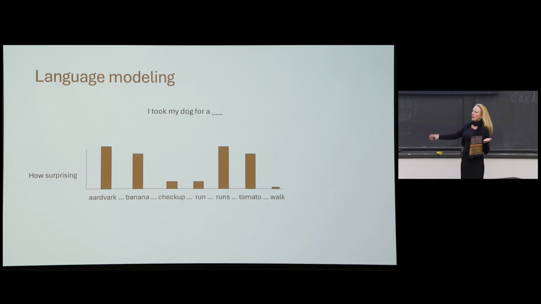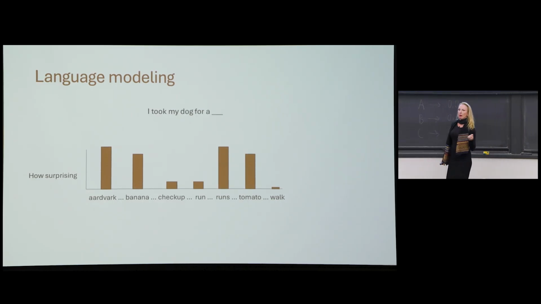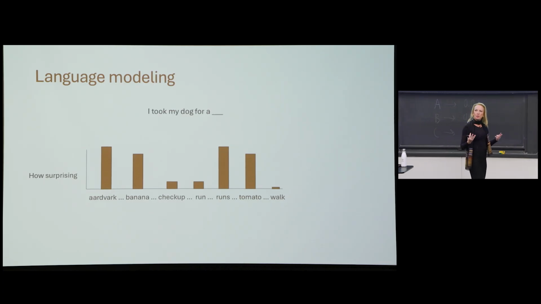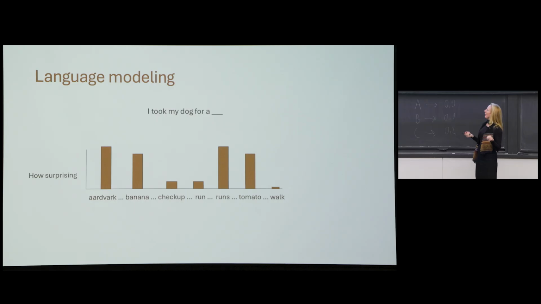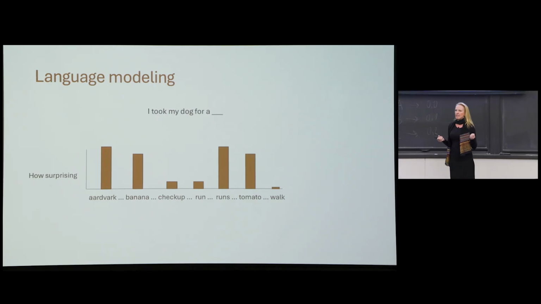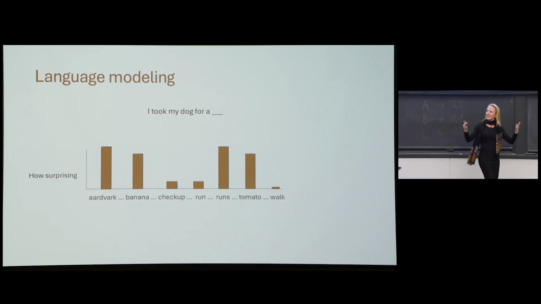Also, grammatical knowledge goes into this. I took my dog for a walk, but not I took my dog for a walks. That would be weird. Grammatical knowledge goes into this. Knowledge about meaning goes into this, right? I can say it's weird to say I took my dog for a banana, but it's not weird if I say I took my daughter for an ice cream, right? These different meanings, these idioms, the semantic patterns, right?